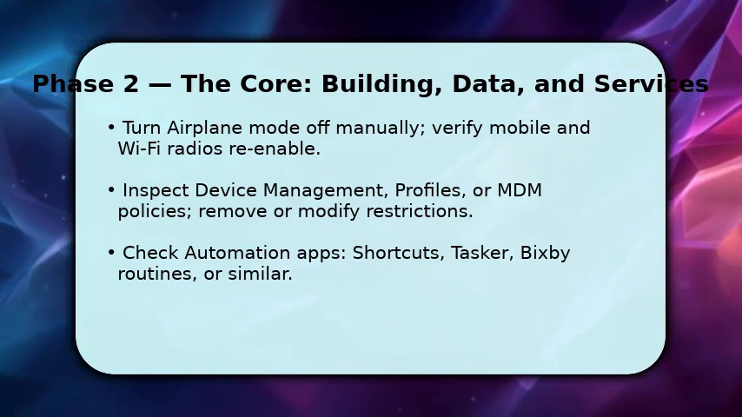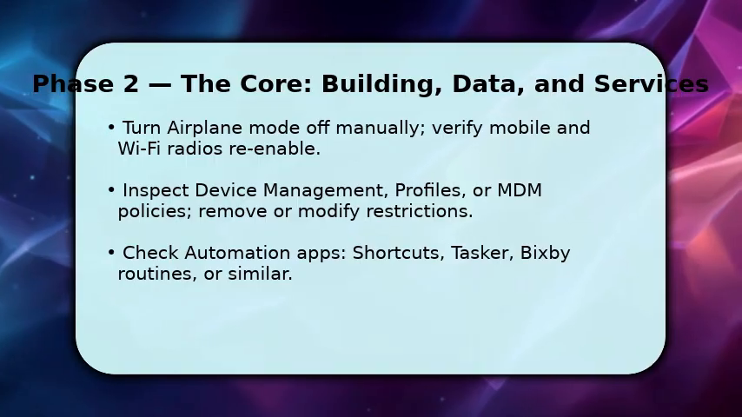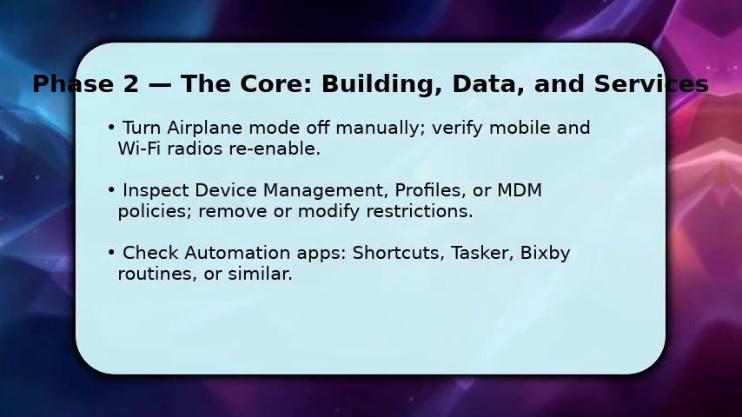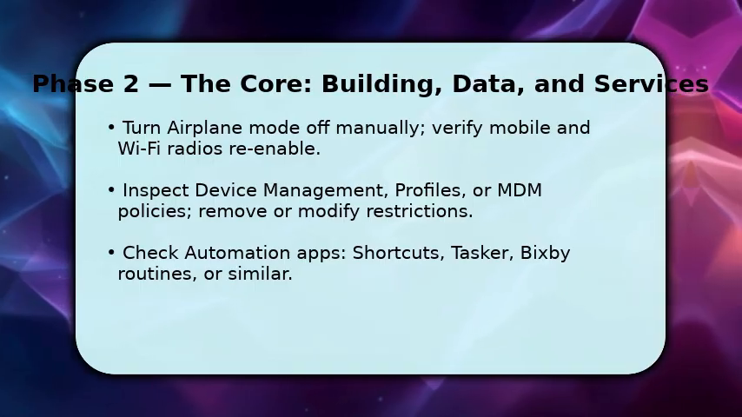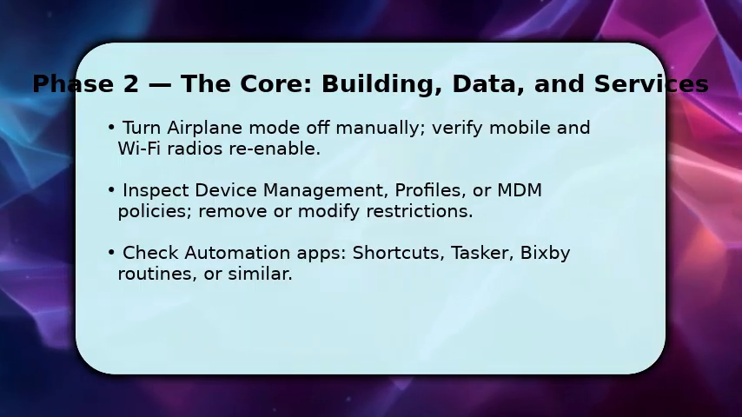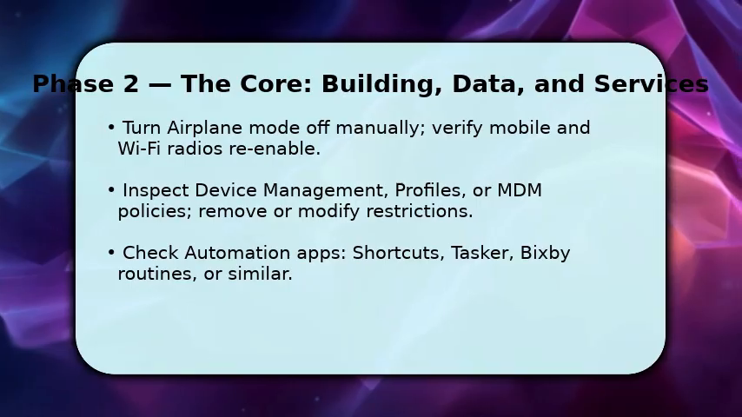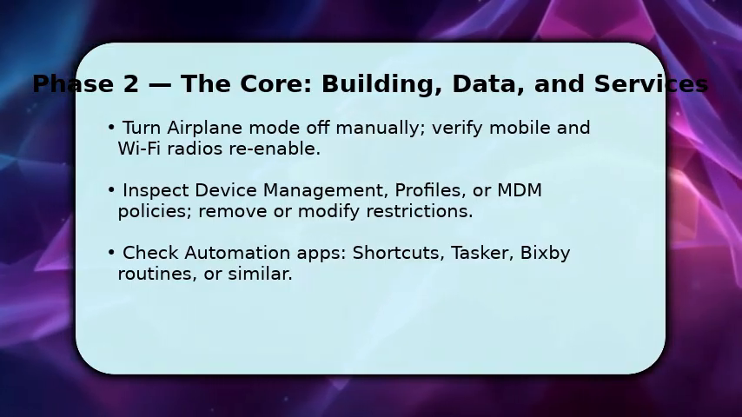Disable airplane mode manually and confirm both Wi-Fi and cellular radios reconnect because some phones separate them. Then open Profiles or Device Management. If a work MDM enforces airplane mode, remove that profile or request policy change.